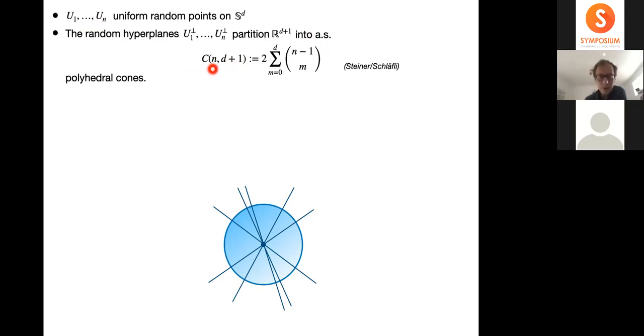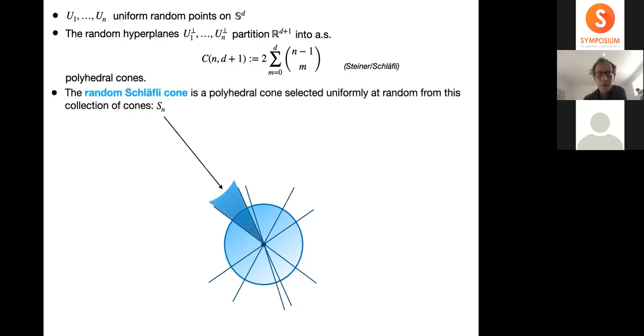If you start with n random hyperplanes, it's 2 times the sum from 0 to d of the binomial coefficients n-1 choose m. And this is a very classical result. In dimension 2, this has been proved in the 19th century by Steiner, and a little bit later by Schläfli in any dimension. So these are random polyhedral cones, and the object we are interested in is the following thing.